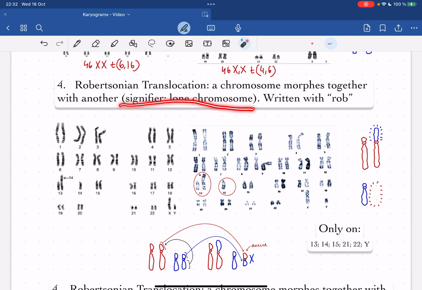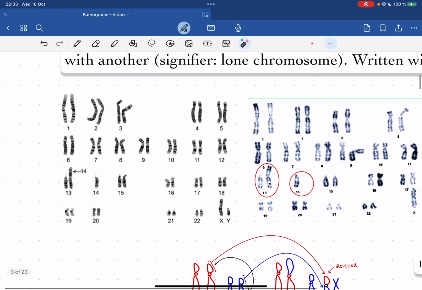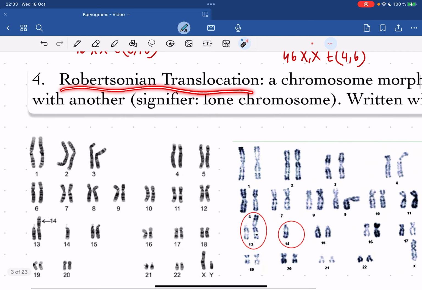And there's a signifier for Robertsonian translocation. This is a pretty big signifier, and that is that it has one lonely chromosome. Now you will not see a lonely chromosome for a chromosome pair anywhere. No person has one less chromosome than they should have, because that's not viable for life. And if you develop such an embryo, it will most often lead to miscarriage. So as soon as you can see in these two karyotypes right here one lonely chromosome in these pairs, you will know for sure that it is Robertsonian translocation. Okay, that is the signifier for Robertsonian translocation.